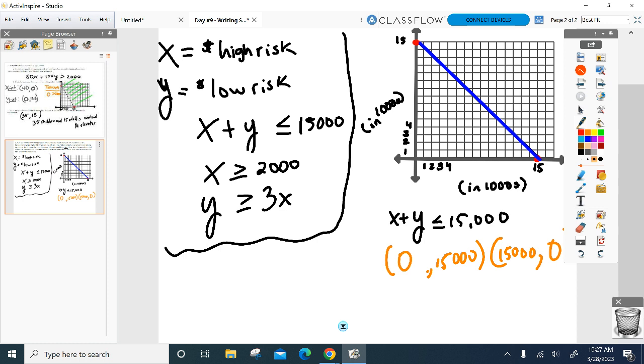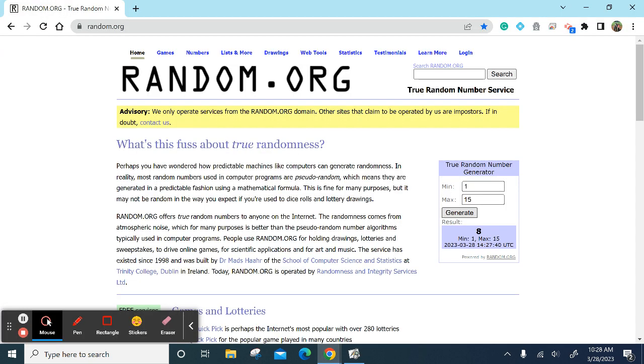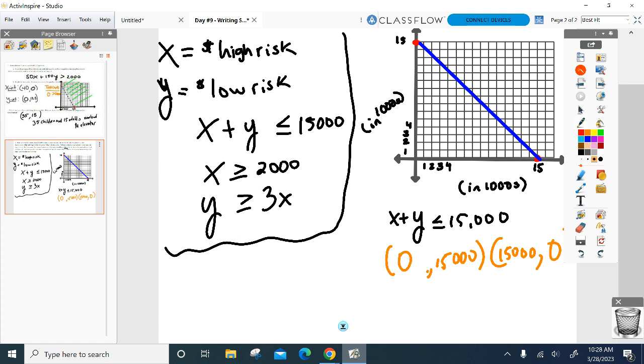All right, figure out your shading. Test 0, 0, see if it works. Does 0, 0 work in there? When you plug it in, does it work? Yeah. It does, so make sure we shade towards it. Right here. No. Why doesn't it work? Because 0 is not less than 15,000.